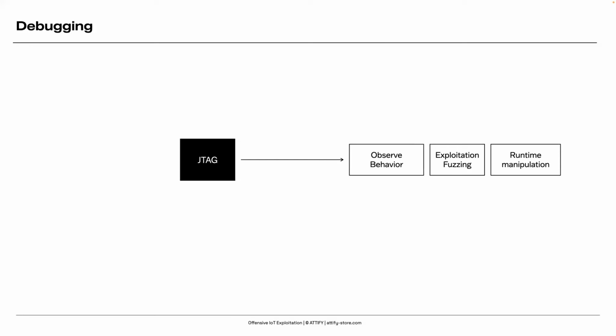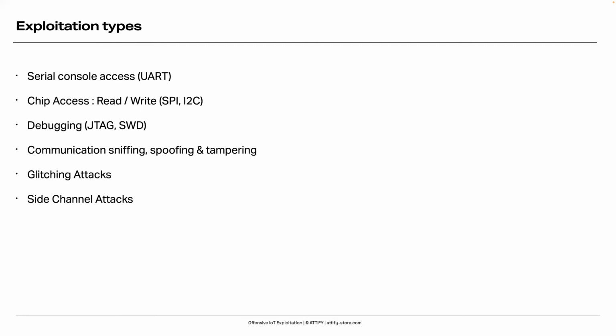Another thing that we might want to do in embedded devices is to see all the different processes that are running and be able to modify the processes in real time. This can be done with JTAG, which is a very powerful way of interacting and communicating with a device. You can use it in many different ways. You can use it to perform runtime manipulation. You can also use it to perform exploitation and fuzzing, or simply to look at how a device is behaving. So these are some of the things that we discuss in the exploitation types. We'll go further into it.